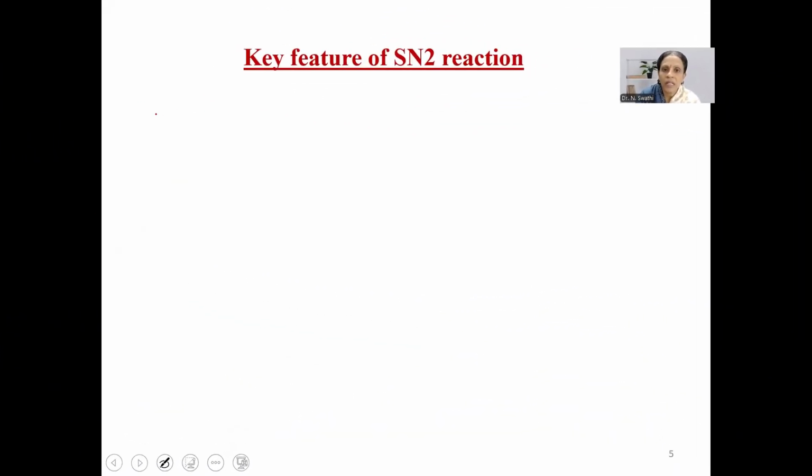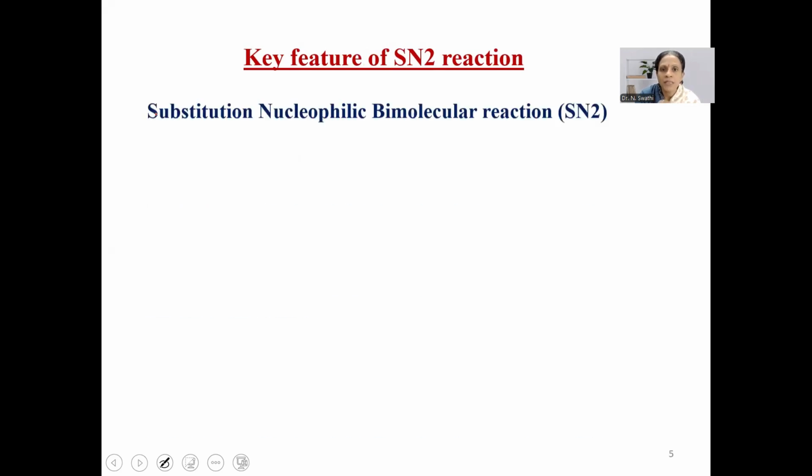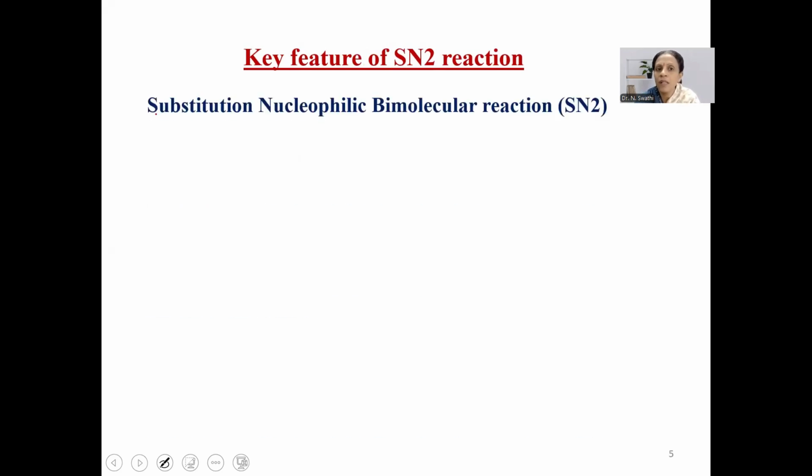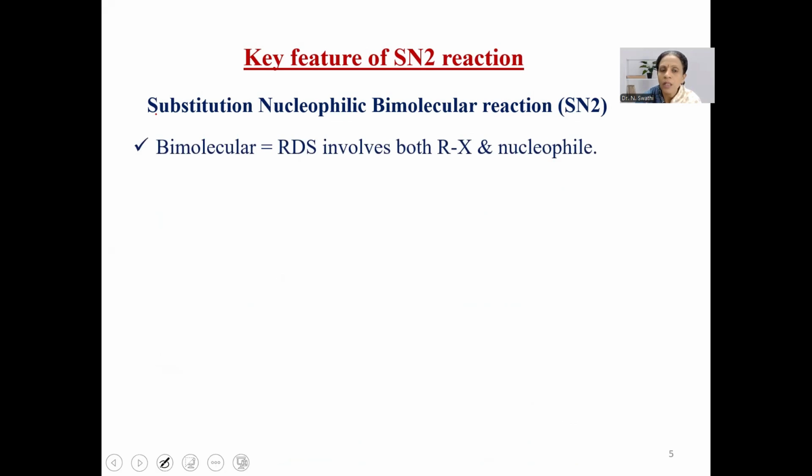Now let us quickly learn about the key features of the SN2 reaction. SN2 is nothing but substitution nucleophilic bimolecular reaction. The 2 means it is bimolecular. What is the meaning of bimolecular? We call it a bimolecular reaction because the rate determining step involves 2 molecules, that means the alkyl halide and also the nucleophile. So the alkyl halide and nucleophile are involved in the same step.